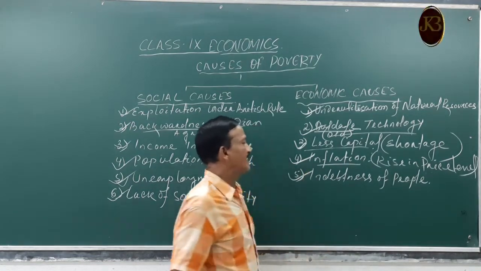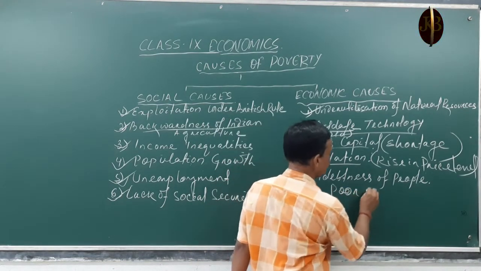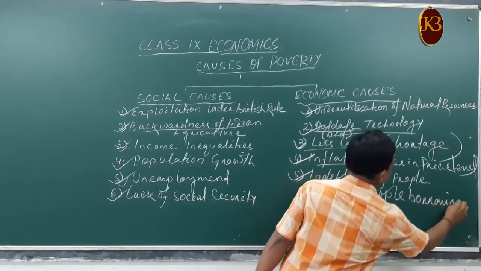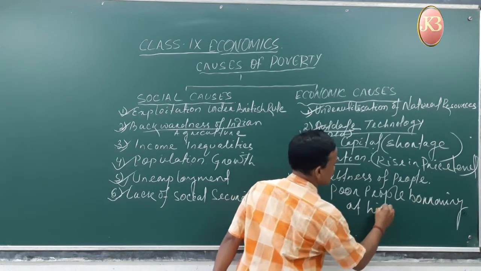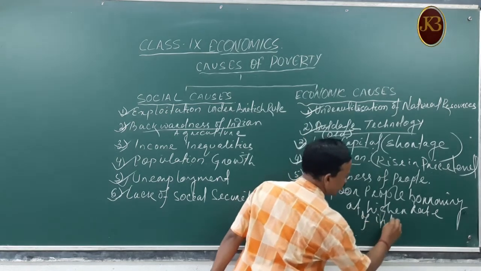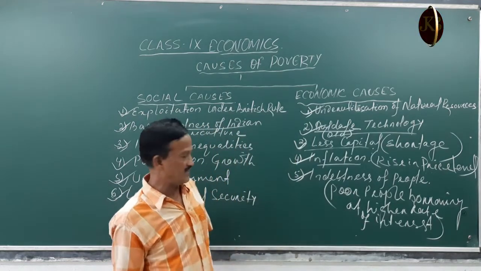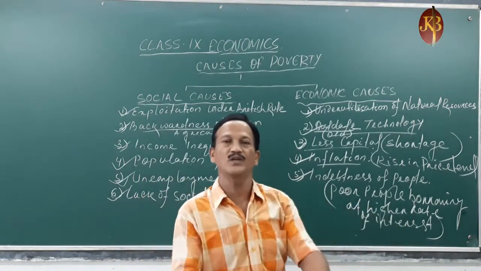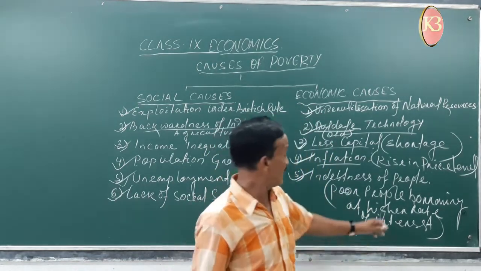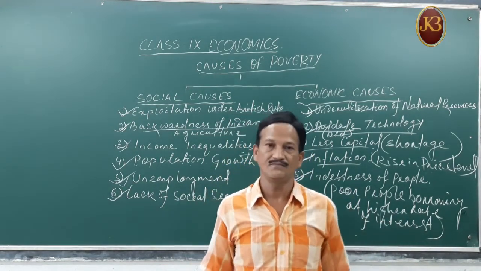Then the last is the indebtedness of the people. That means poor people borrowing money at a higher rate of interest. That is called indebtedness. When poor people borrow money to meet their day-to-day requirements at a higher rate of interest and cannot return it, they commit suicide.